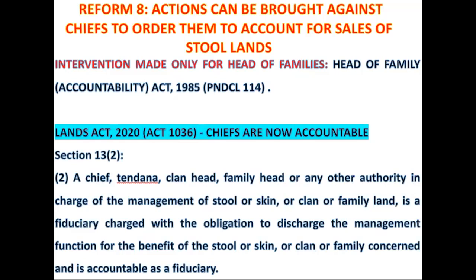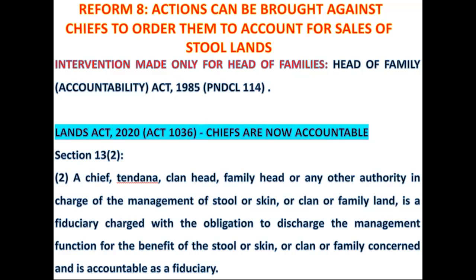Section 13, Subsection 2 reads as follows, and I quote: a chief, tendana, clan head, family head, or any other authority in charge of the management of stool or skin or clan or family land is a fiduciary charged with the obligation to discharge the management function for the benefit of the stool or skin or clan or family concerned, and is accountable as a fiduciary.